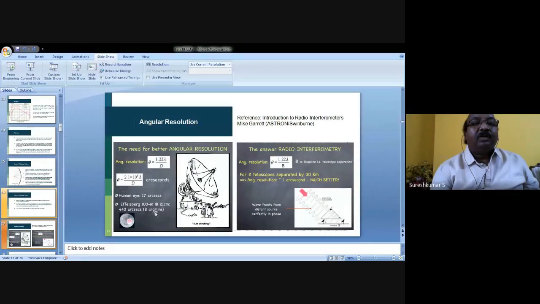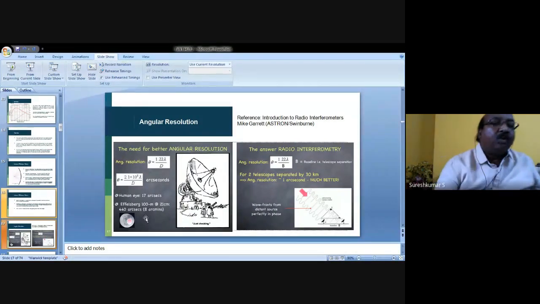Yeah, so this is angular resolution. There is one another equation I can tell you.